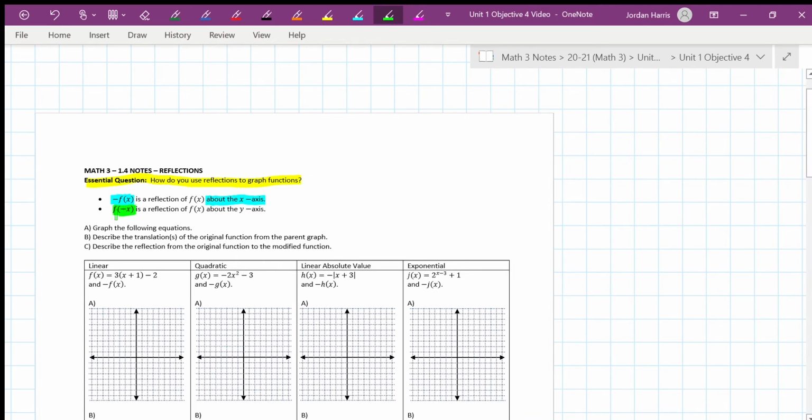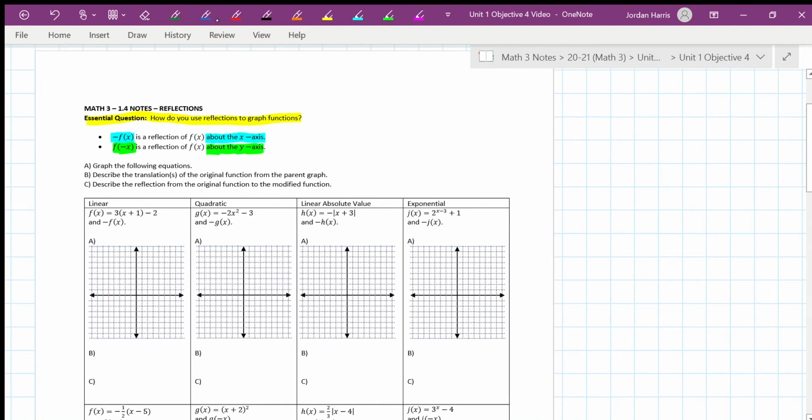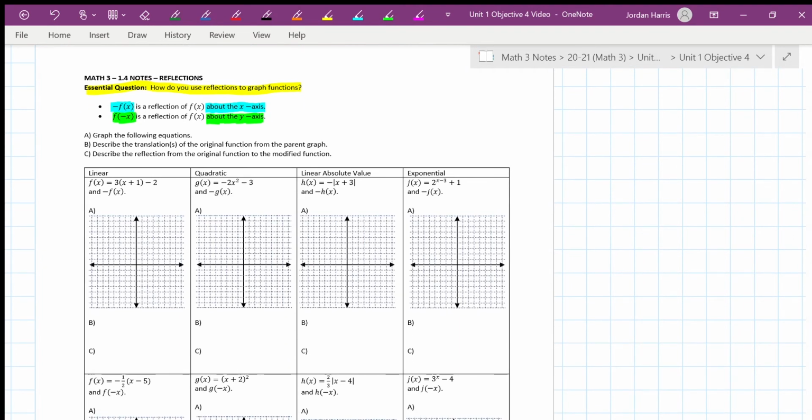When the negative is right next to the x, that is about the y-axis. That means we flip over the y-axis. Okay? So we'll see a few examples of these. We're going to graph the function, describe the translation from the original function, so that would be what's the shift. And then the last one is describe the reflection.